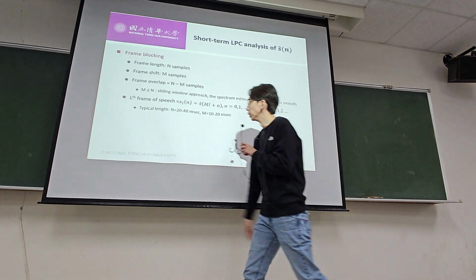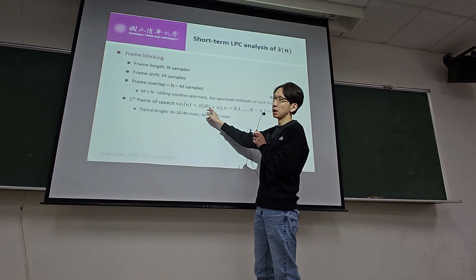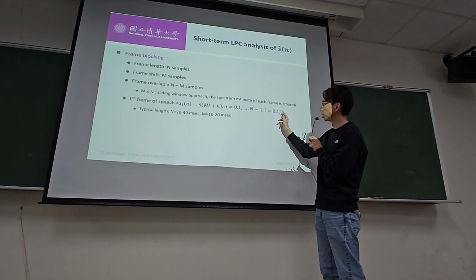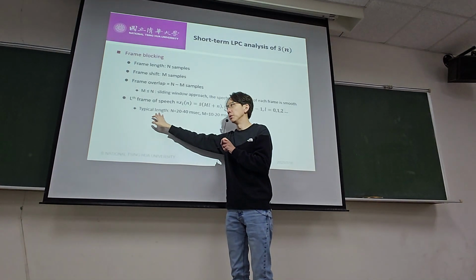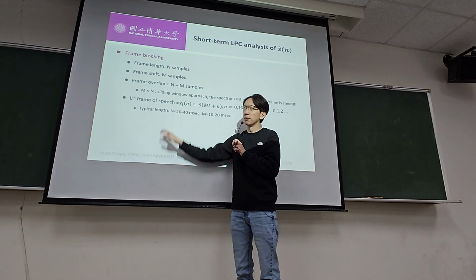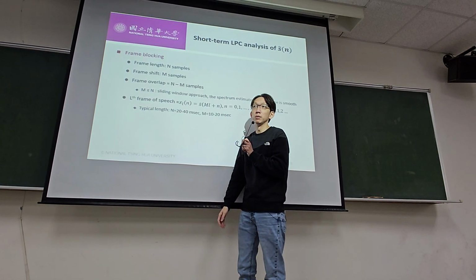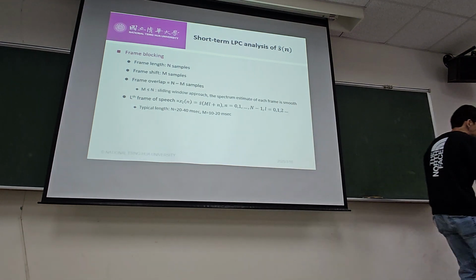So we can write the l-th frame of speech as x_l of n equals s of n plus m times l, for n going from 0 to n minus 1, where l goes from 0, 1, 2, 3, indexing which frame. Typical length people use is usually about 20 to 40 milliseconds as your window length. And m is about 10 to 20 milliseconds as your shift in the sequence.